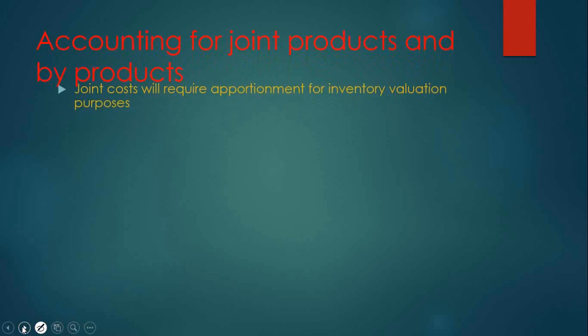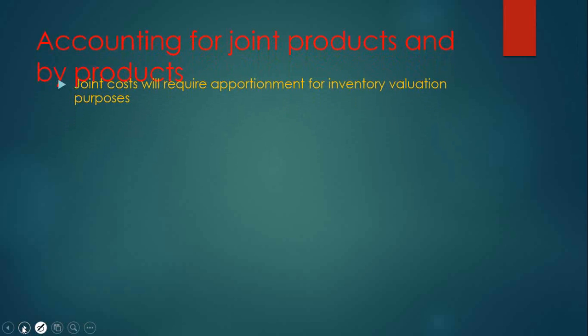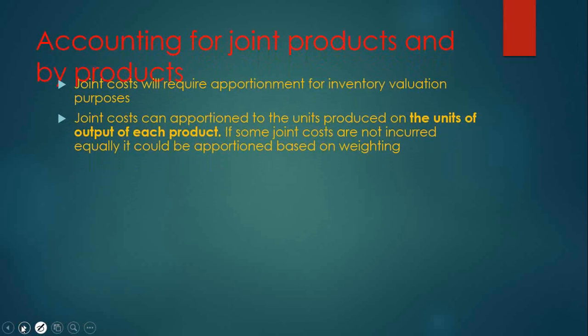Then accounting for joint products and byproducts. Joint cost will require apportionment for inventory valuation purposes. Whichever way you use it, ultimately that will be your inventory valuation cost. Joint cost can be apportioned to the units produced according to the unit output of each product. That is the first method we just discussed.